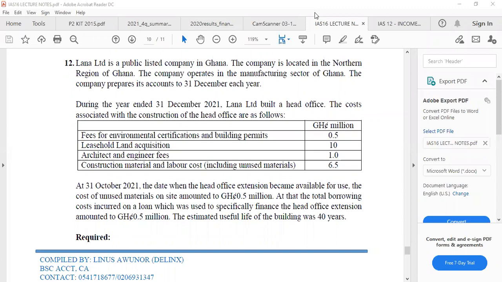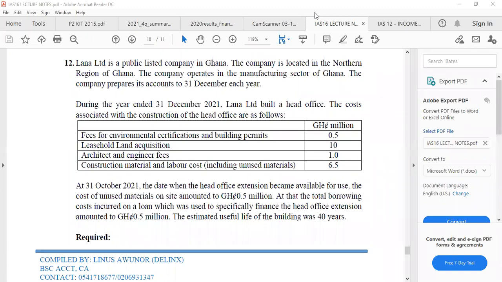You are telling us that the company built a head office. Now you are telling us that when the extension becomes available for use. Extension and building, are they not two different things? It means that they have copied the question from somewhere, but they didn't do their editing work.